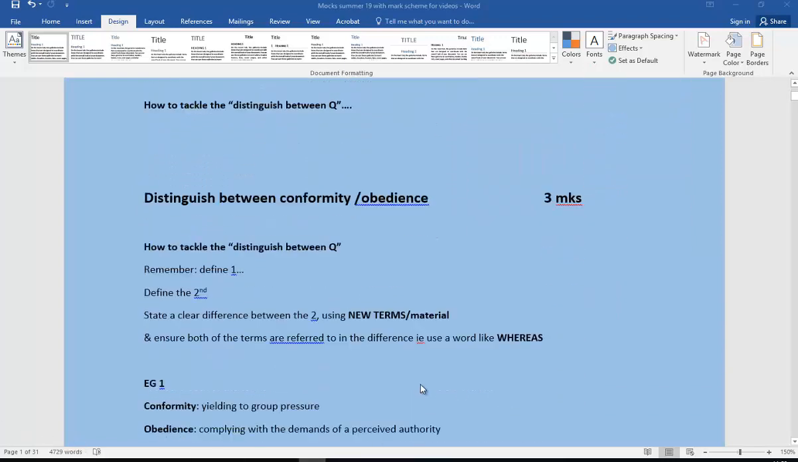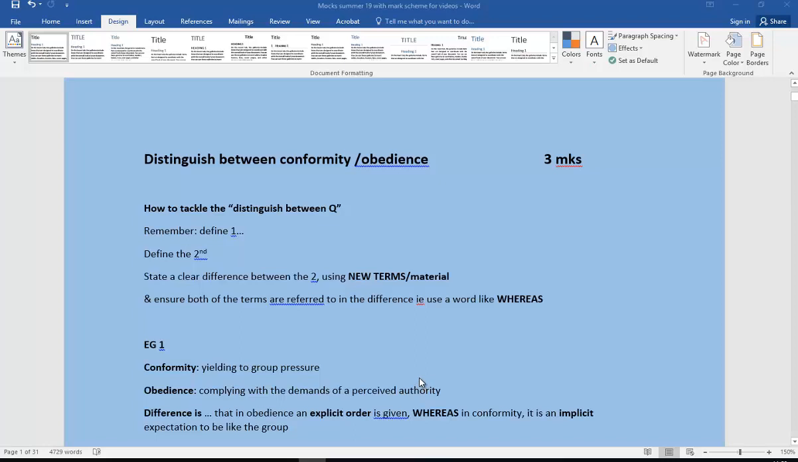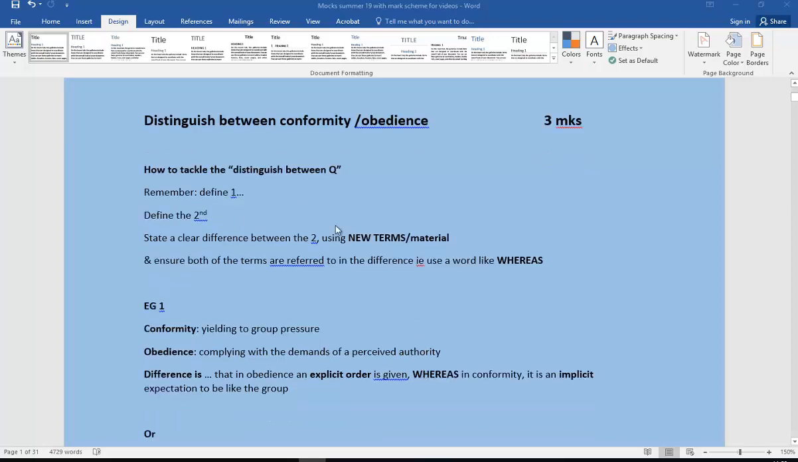Let's have a look at this. Right, let's go with this, distinguish between conformity and obedience. Okay, how do we tackle that? First of all, you should define clearly the first concept, define the second, and then state a very clear difference between those two, but using new terms, new terminology is the best way, and new material. And obviously you need to make sure you cover both sides of it.